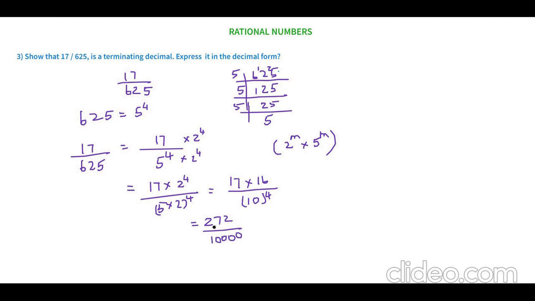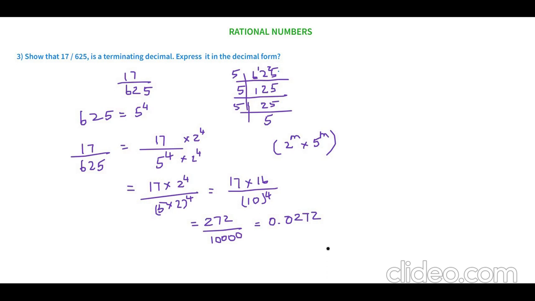Now, as I have already taught you in the previous question, we have to put it into decimal form. Since there are 4 zeros, this is the whole number, so the decimal is somewhere here. We have to move 4 digits. We already have 1, 2, 3. Since there is no more digit, we will put a 0 in the front. So the answer is 0.0272.